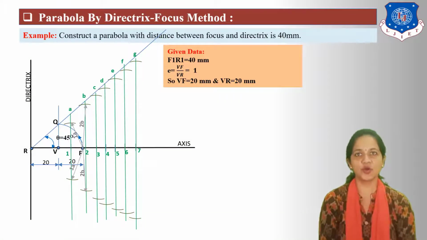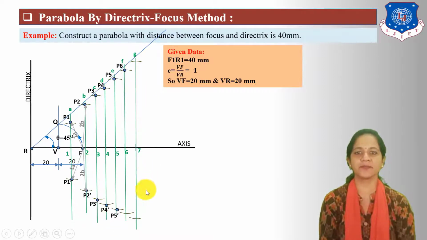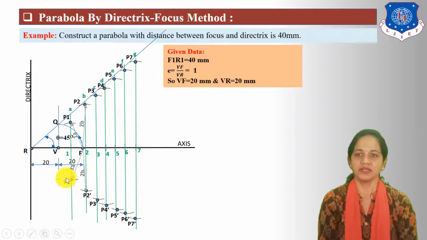Next, mark locus points as P1, P1 dash, P2, P2 dash, P3, P3 dash, P4, P4 dash, P5, P5 dash, P6, P6 dash, P7 and P7 dash. Next, connect all these locus points in the form of a curve freehand.